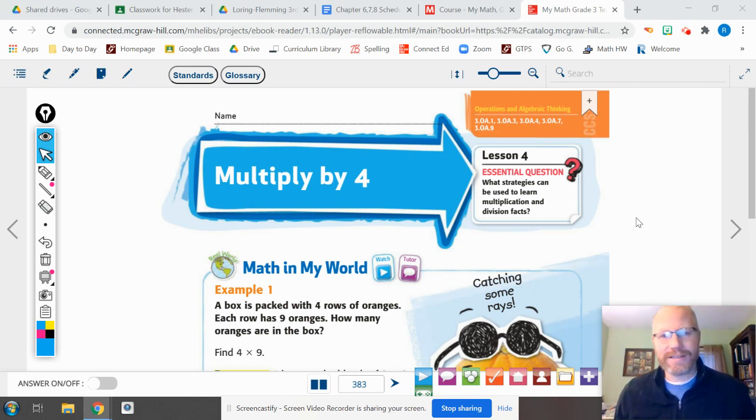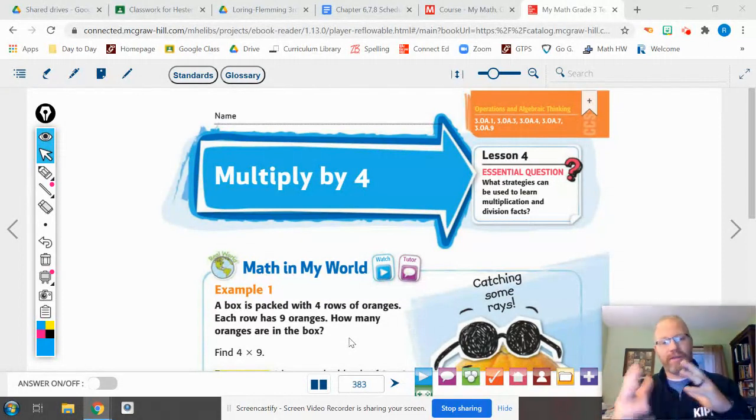Today we are in lesson 4. We are going to be multiplying by 4. We're on page 383. So let's get started by thinking about our 4s. First of all, when we think about our 4s, we're counting by 4. So we're skip counting by 4.